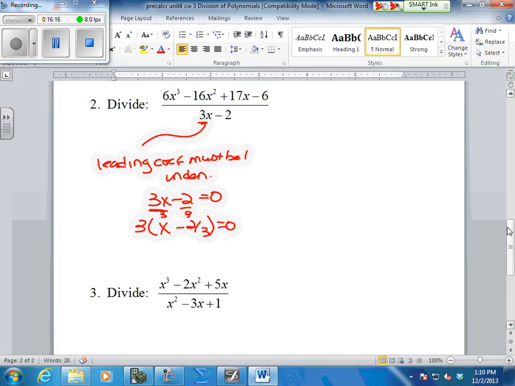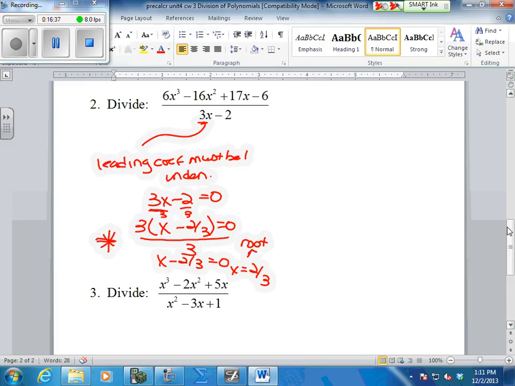Now, I'm going to divide this by 3, but I want you to remember that we did this. So x is equal to 2/3. This is a root. Maybe. This may be a root. I need to test this. If I divide and I get a remainder of 0, I'm a root.